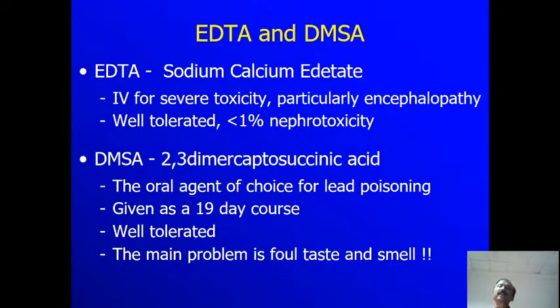It is well tolerated, but the problem patients generally complain about is the foul taste and smell of this particular compound. But if they can tolerate it, this is an oral compound and can be given, so it is much more easily given.